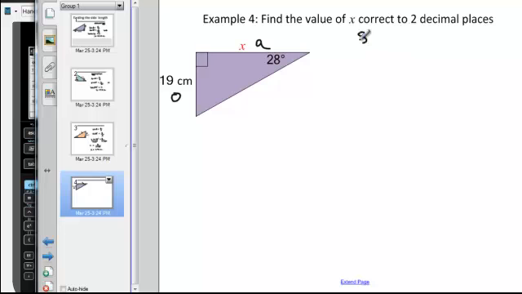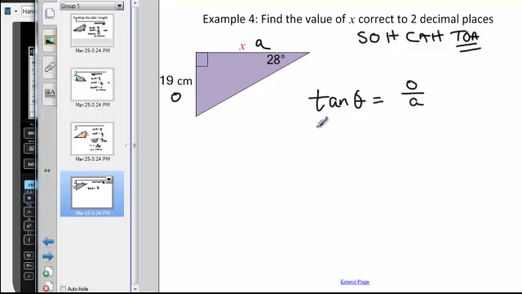Let me just write here, SOHCAHTOA. I'm looking for the ratio that uses the adjacent and the opposite side. If we look here, tan is the ratio that uses the opposite and the adjacent side. So let me write out my ratio. Tan of theta is equal to the opposite over the adjacent. The angle is 28 degrees, so tan of 28 degrees is equal to the opposite, which is 19, over the adjacent, which is x, which is what we're trying to find out.